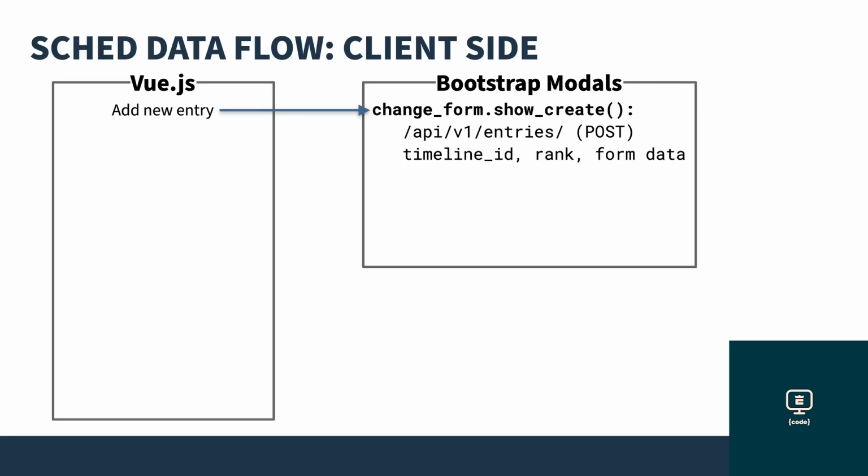A form is displayed. When the user submits the form, the data from the form, as well as the hidden timeline and rank fields, gets sent to the server by showCreate. This is a REST call. That hits API v1 entries, creating the object on the server, which responds back with JSON of the object created, and that's populated inside of Vue.js.